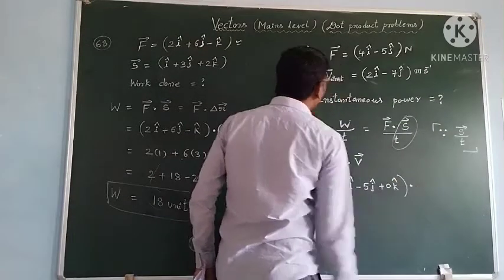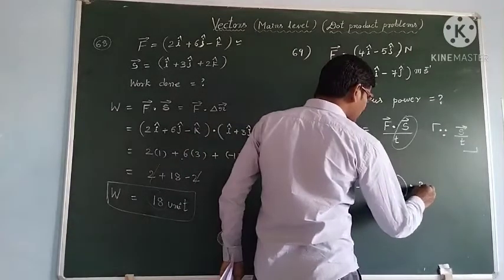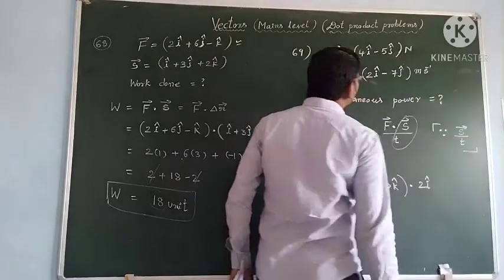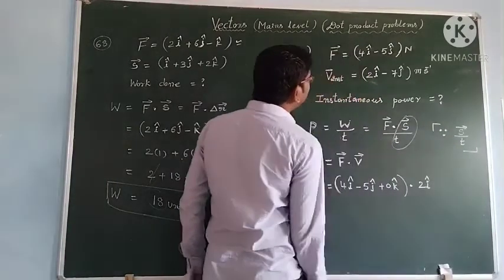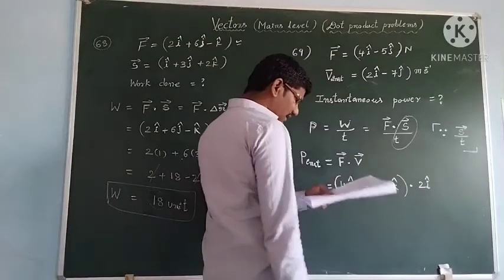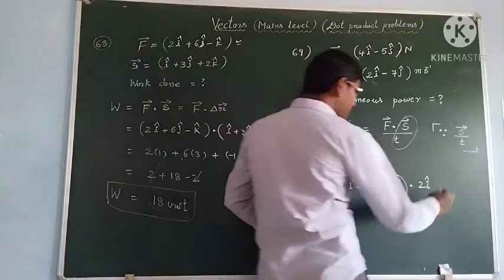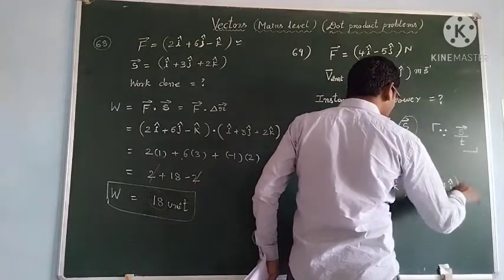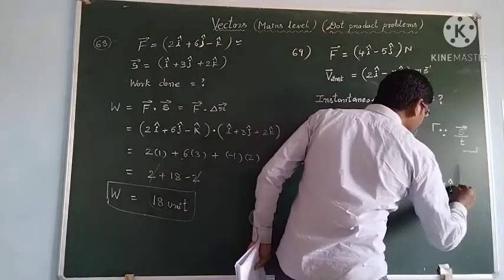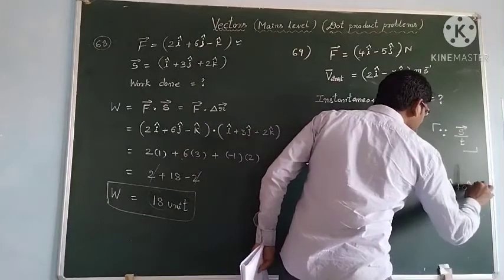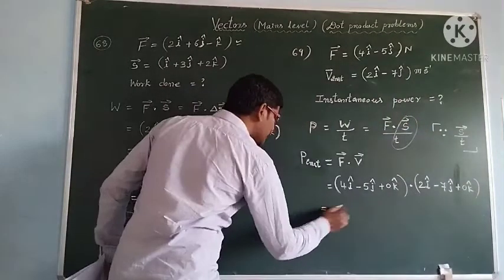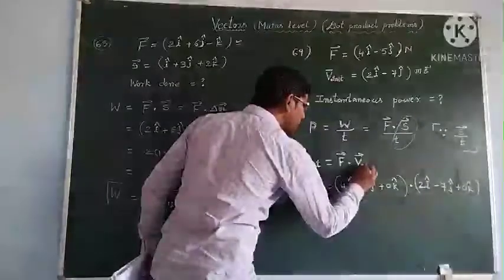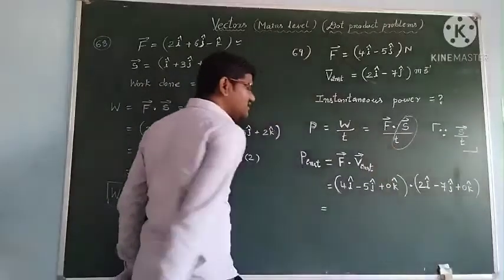So dot velocity vector. What is the velocity vector? 2 i cap minus 7 j cap. 2 i cap minus 7 j cap is the velocity vector given. Here also we do not have k cap. So in the dot product of vectors, this is the instantaneous velocity, so we get instantaneous power.